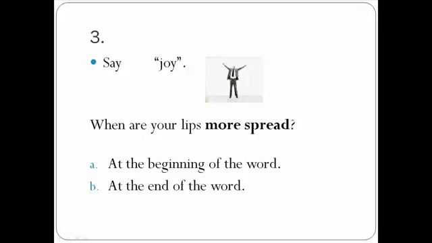3. Say joy. When are your lips more spread? Your lips should be more spread at the end of the word. Joy. Again, you're moving more towards E at the end, so you're pulling your lips outward. Not into a full spread E, but close. Joy.